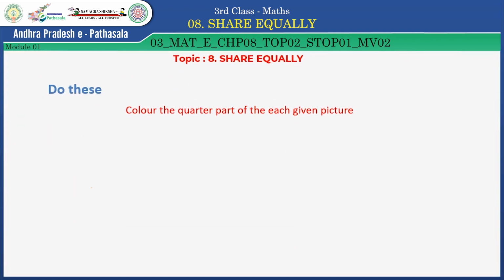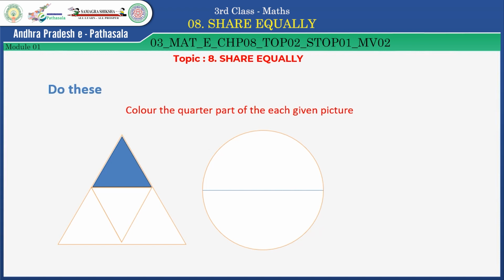Do these. Color the quarter part of each given picture. Observe the first picture. The first picture is divided into 4 equal parts. Now color the quarter part. Right. Now observe the second picture. That is made into 4 equal parts. Right. Now color the quarter part.